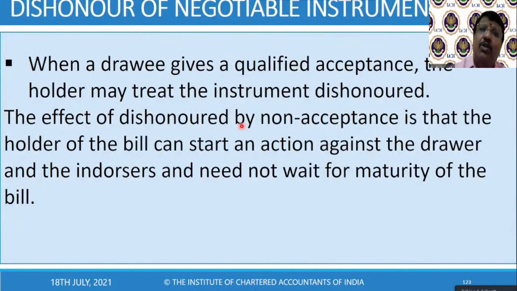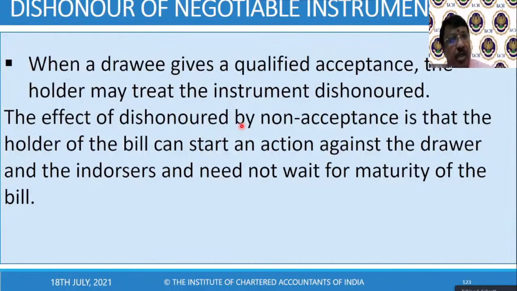Okay. Sometimes, the drawee may give a qualified acceptance. For example, I'm saying pay A or order a sum of rupees 5 lakhs. Now it goes to him for acceptance. He writes, accepted for 2 lakhs. That is qualified here.